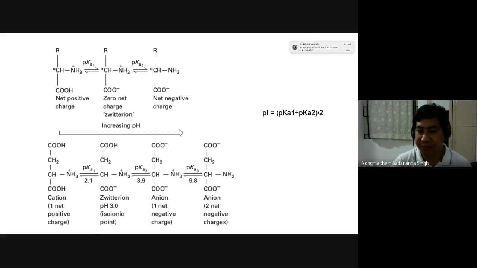So generally the pI of a residue is the average of the pKa's of the two relevant charges. In this case, the pKa's you generally calculate are around 2.1 and 3.9. So anything in between, the charge is going to be the same on the amino acid. So for acidic ones, you take the first two pKa's to calculate the pI of that amino acid.